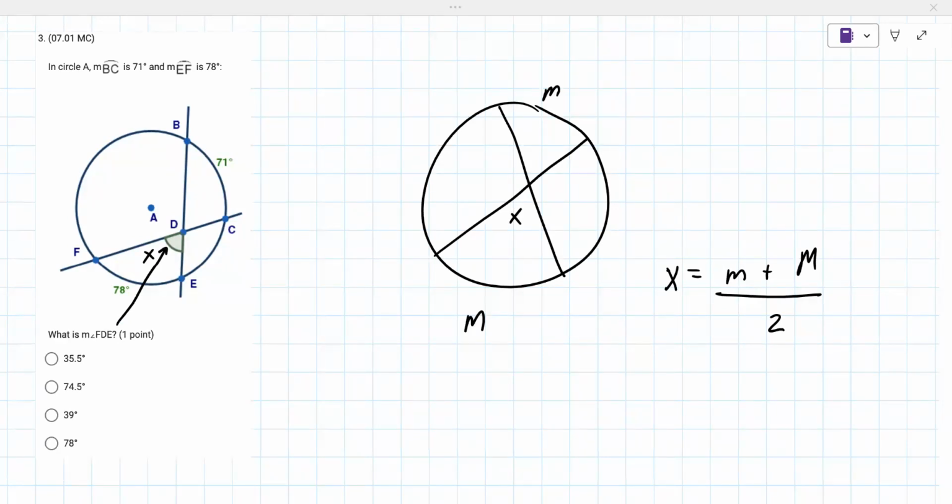So in this case, X would be 74.5, because when you add 171 plus 70, you get 149. Then that divided by 2 would be 74.5. So it would be the second option there. And there's some reasonableness: does that look like a 74.5 degree angle? It's hard to know whether that's 74 or 78, but it's certainly not the 35 or the 39. The 35 would be a lot smaller.